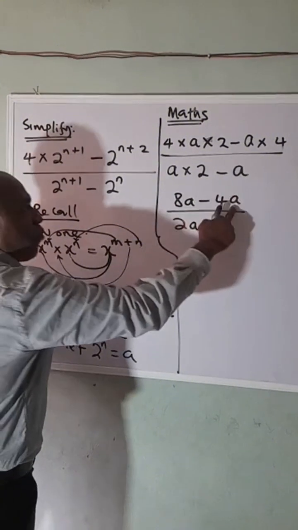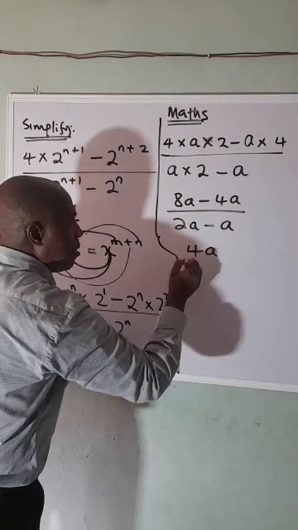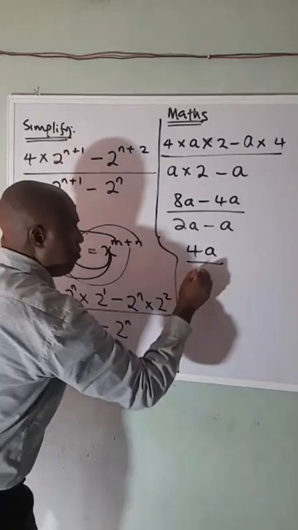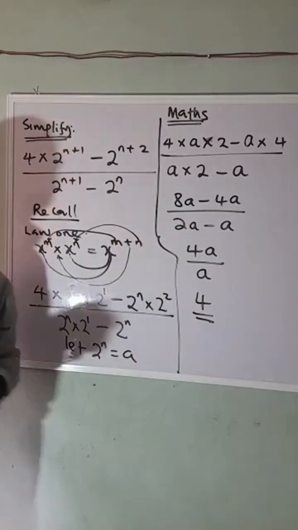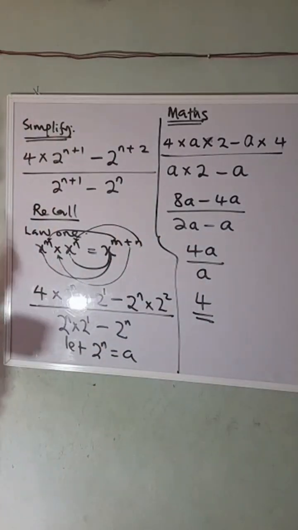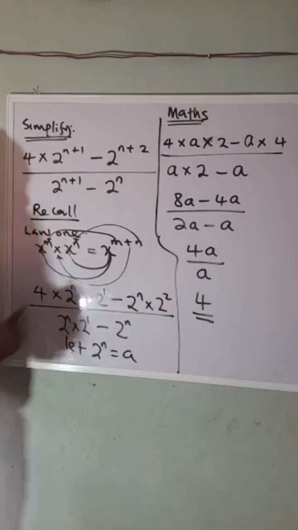8a minus 4a will give us 4a. 2a minus a will give us a. And the final answer will be 4, because the a will cancel what? a. That is one way to solve this kind of question. And you get 4 as your answer.